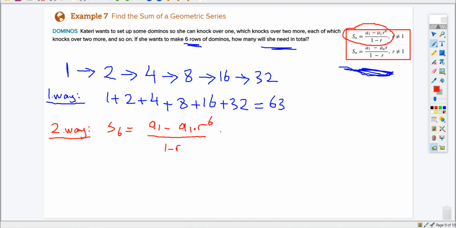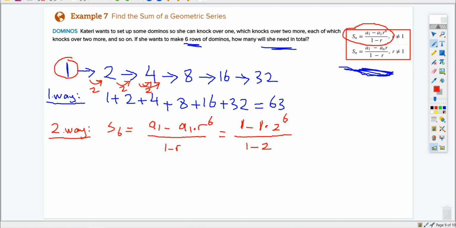Okay, so here we have to convert the situation to the formula. A1 is the first domino, right? Can I say it is 1? Because that is the first tile, first domino. Yes, so we will have a 1 here. Minus, again a1, that's 1 here again, times r. You see each time we multiply by 2. All the time it goes by 2. So I can tell the r, which is the common ratio, is a 2. So it's going to be 2 to the power 6, over 1 minus r. R is a 2 here.